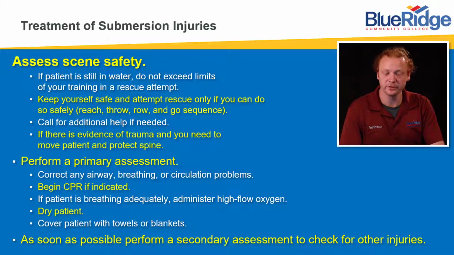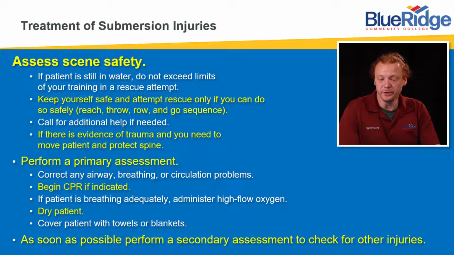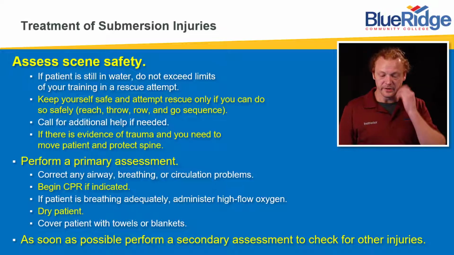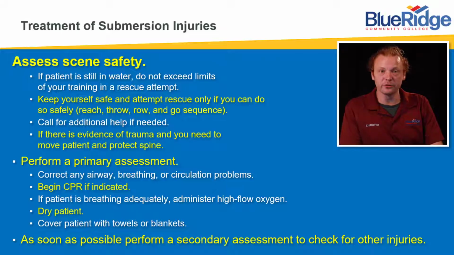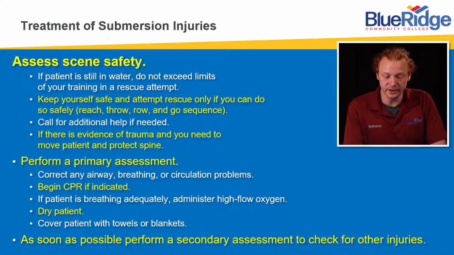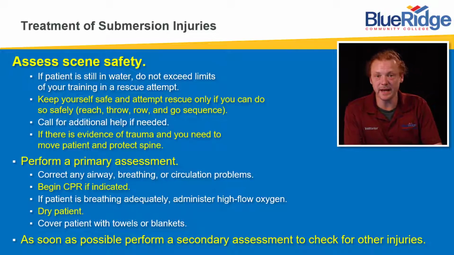That sequence. Call for additional help because it will be needed. If there's evidence of trauma and you need to move the patient, do your best to protect their spine from further injury. Perform a primary assessment. Correct any airway, breathing, or circulation problems that you find first, and begin CPR if indicated. If a patient is breathing adequately, administer high-flow oxygen.